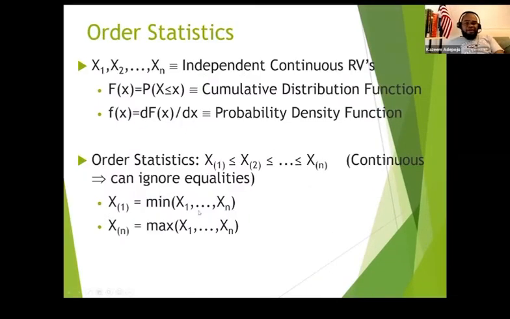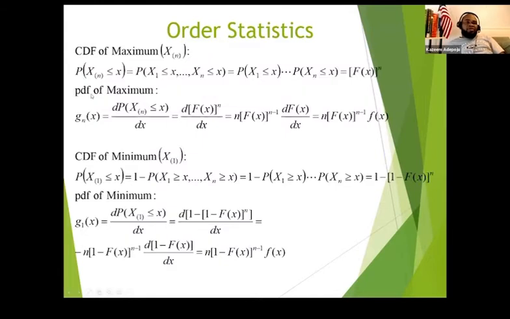So like I said, we needed to order the variables in ascending order, so that X1 is going to be the minimum and Xn is going to be the maximum. We know the PDF and the CDF of random variables that have not been ordered, and what we are seeking is the PDF and the CDF of the ordered random variables. Now let's assume that I want to obtain the CDF of the maximum.